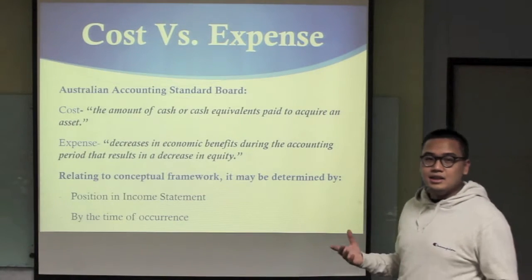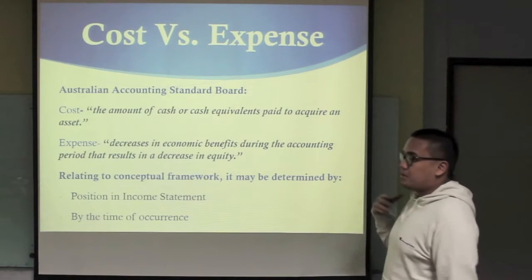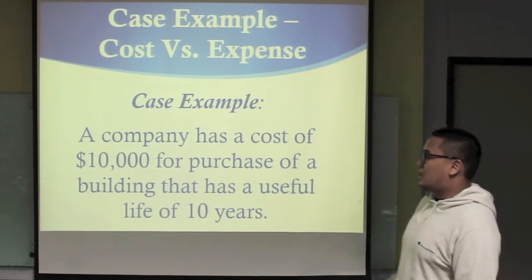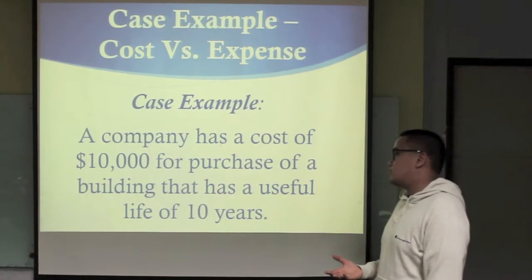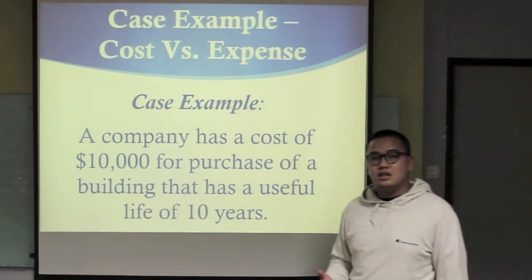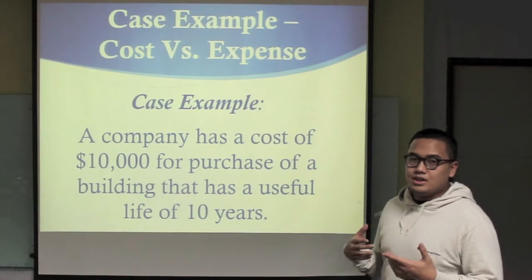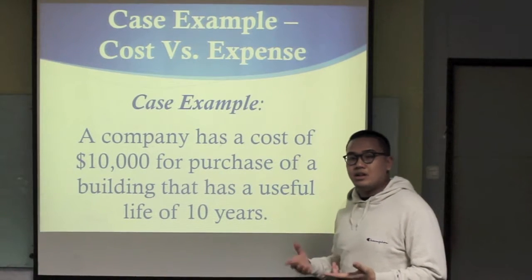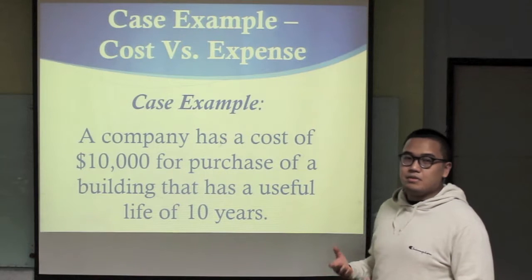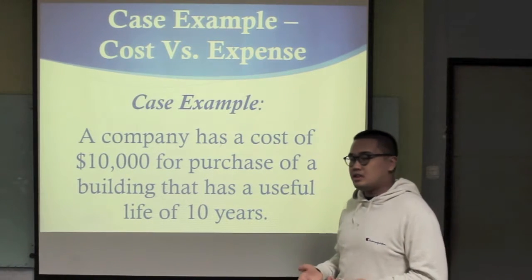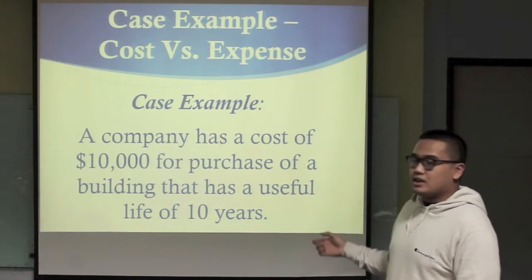So to explain this, I have prepared a case example. The example is a company has a cost of $10,000 for purchase of a building with a useful life of 10 years. So the cost itself here is the $10,000 used to acquire the building, or acquire an asset, as stated before. And the expense will be recorded as depreciation over the useful life of 10 years.